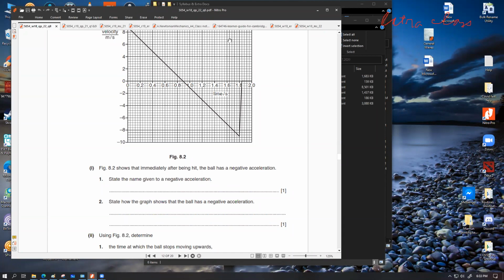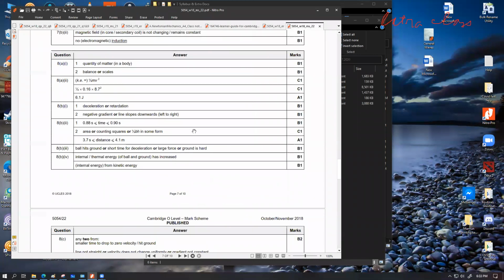How does that even score the mark? Should that score a mark? That's weird. Mentioning the word deceleration or retardation scores you 1 mark in a physics exam.